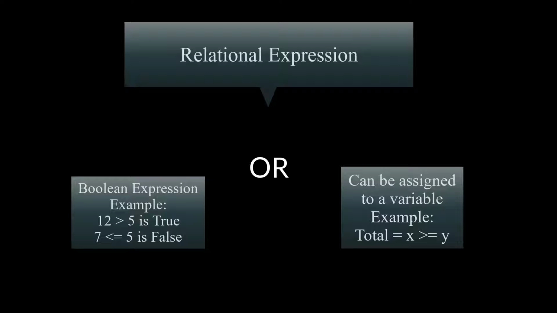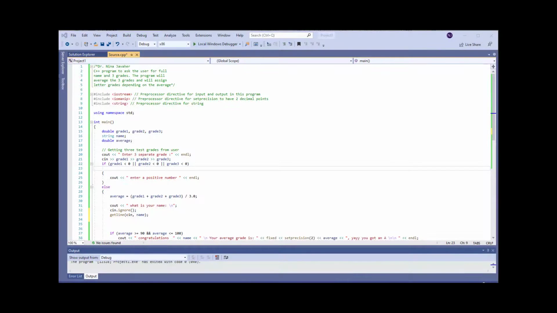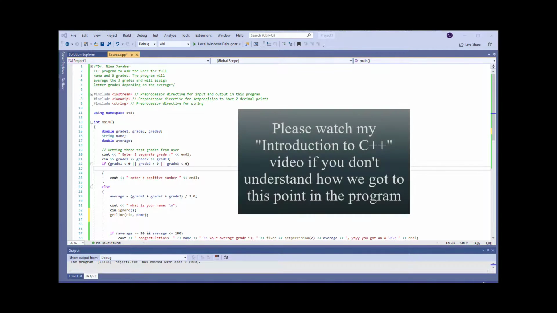Keep in mind that true assigns 1 in our compiler and false assigns a 0 in our compiler. Alright, in this tutorial we will be adding on to the program we wrote in the Introduction to C++ video that I have. If you have not watched that video and you're wondering how we got here, please make sure to watch my Introduction to C++ tutorial video before watching this video.